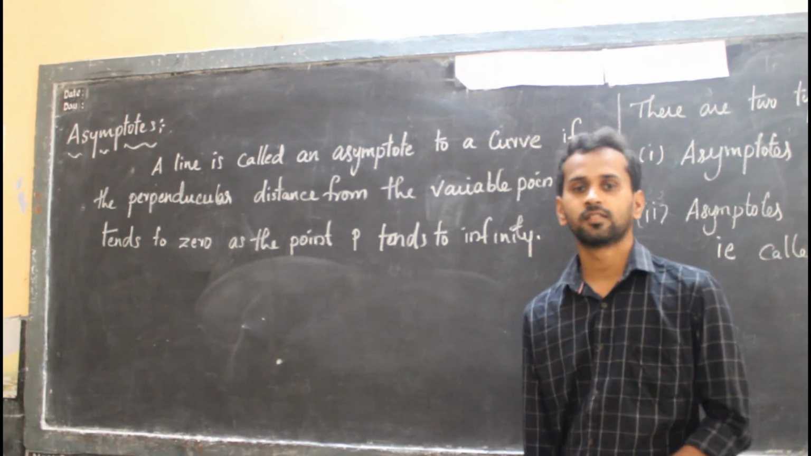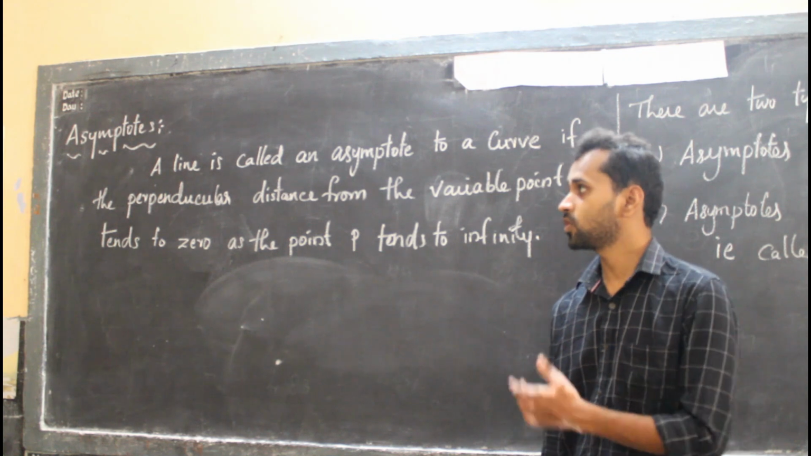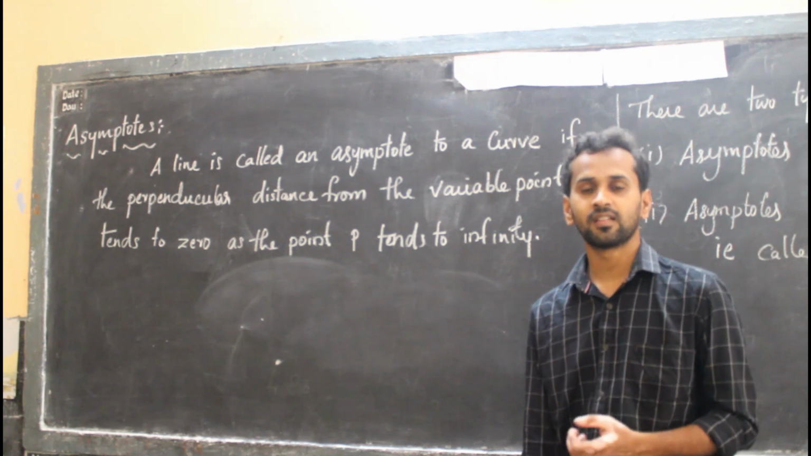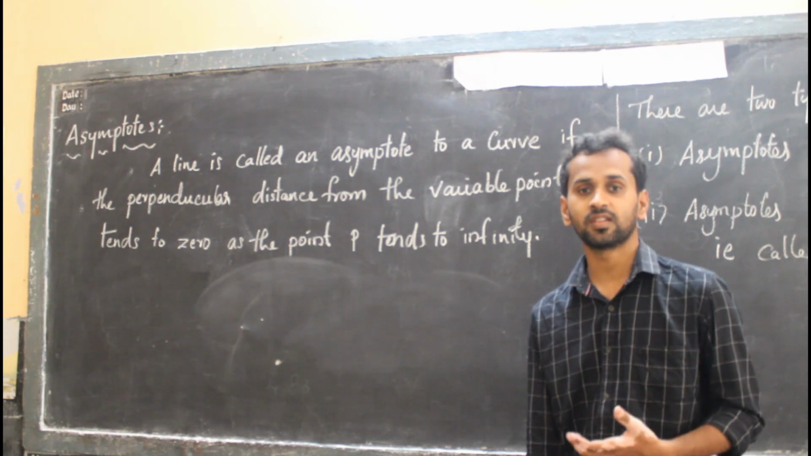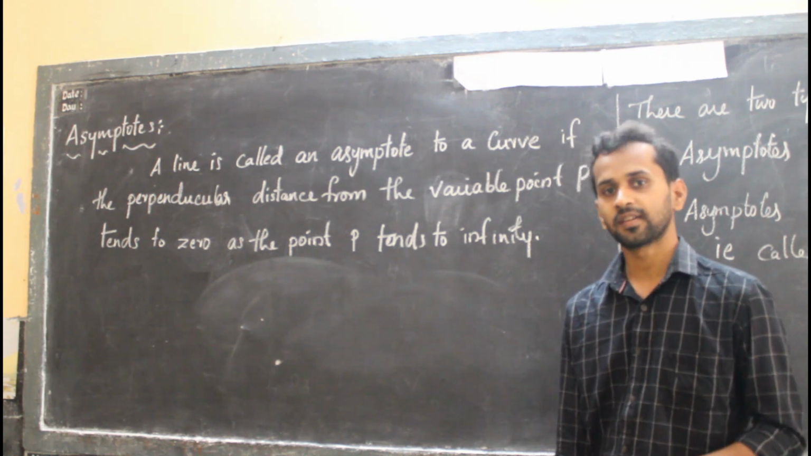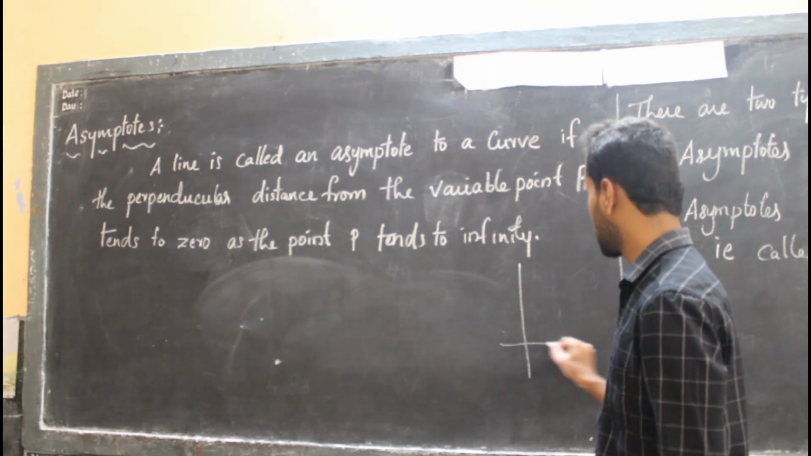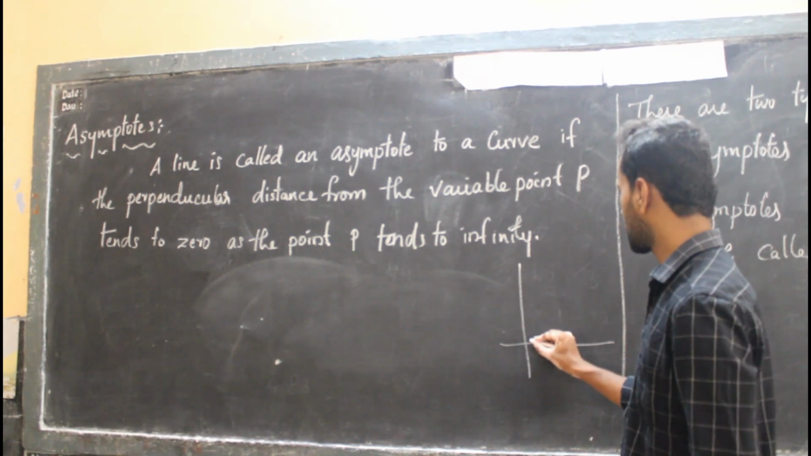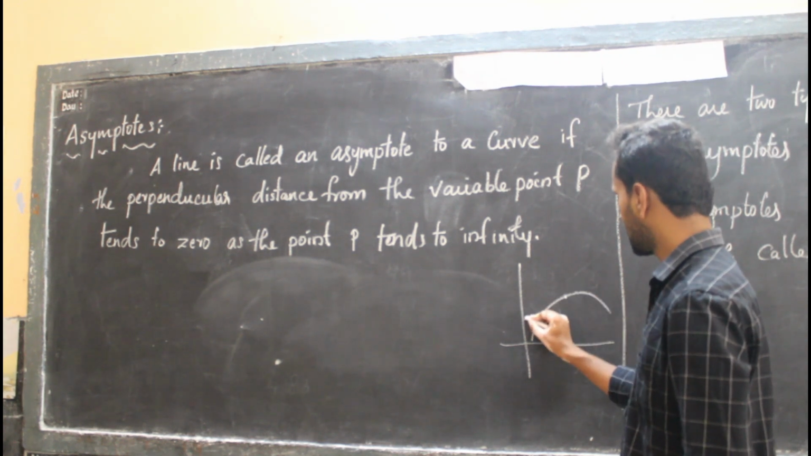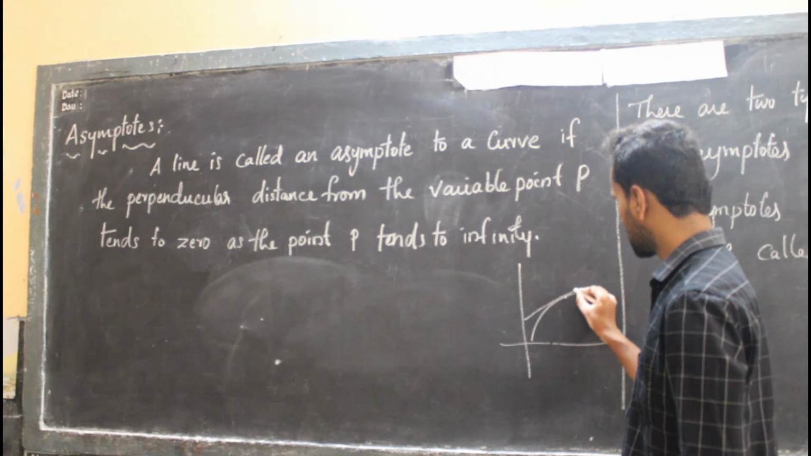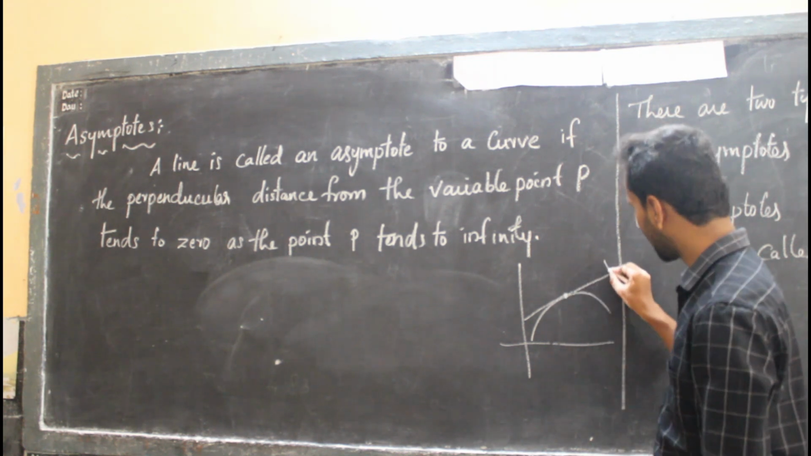Hello guys, here we'll be discussing a concept called asymptotes. Asymptotes are lines drawn to curves. For example, we know how to draw a tangent. If I take this x and y axis, and this is my curve, I can draw a line through a particular point on the curve. Then this is called a tangent.